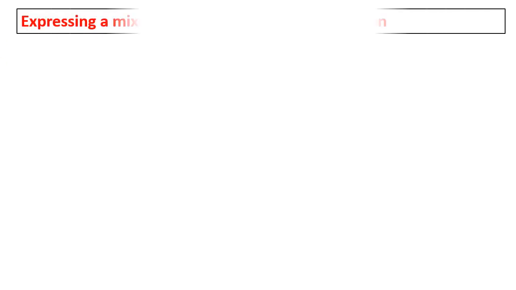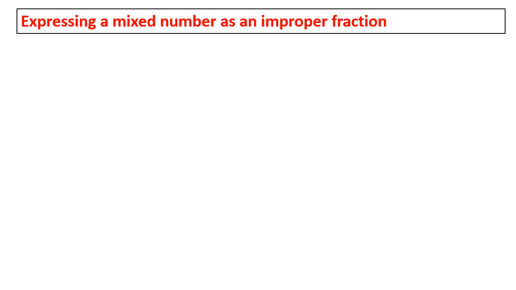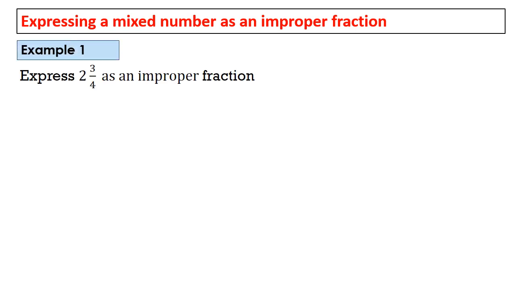Okay, let's study now how to express a mixed number as an improper fraction through examples. Example number 1. Express 2 3/4 as an improper fraction. We can do this by two different methods. Converting a mixed number into an improper fraction can be done in two different ways. Let's see what the first method is.